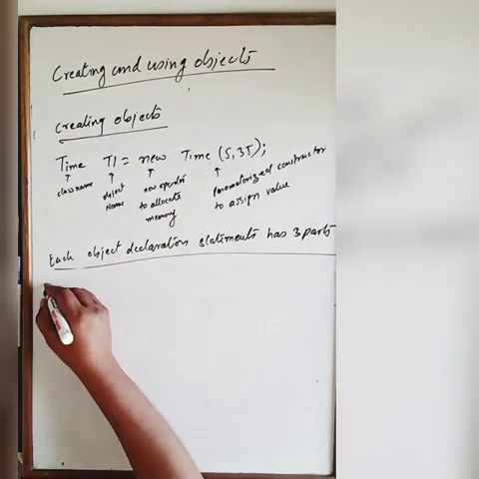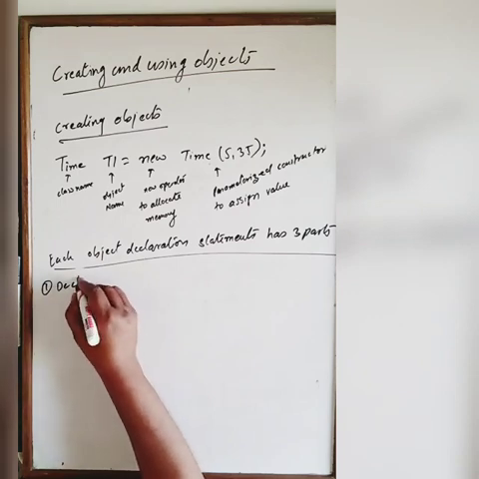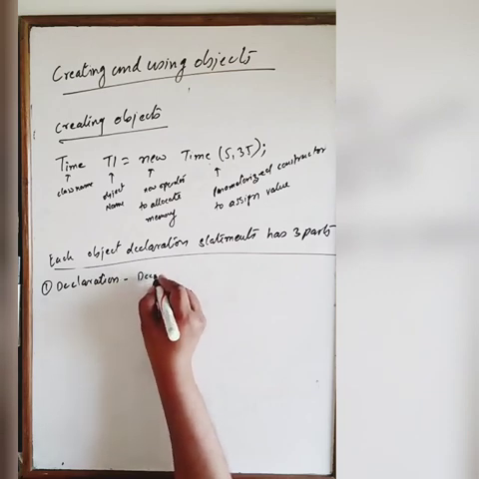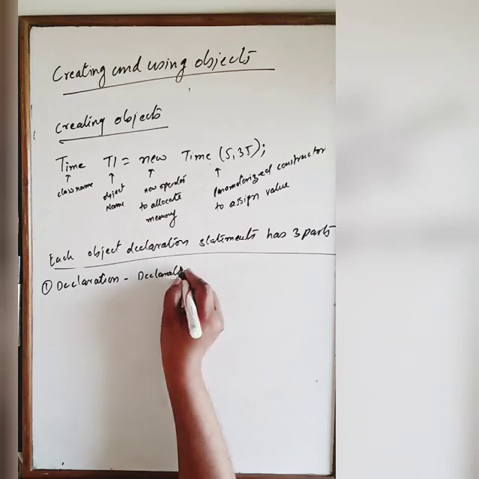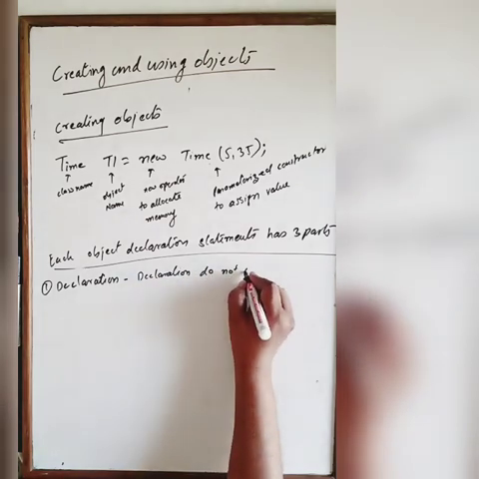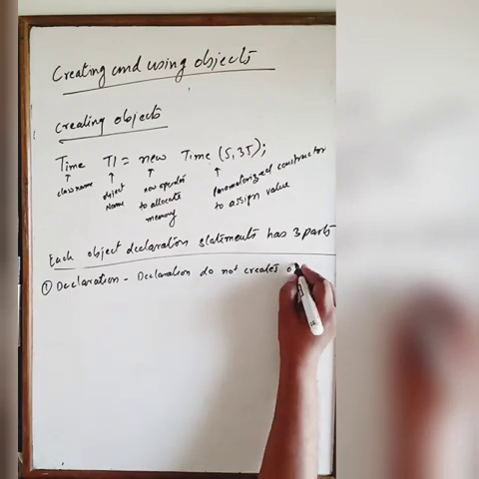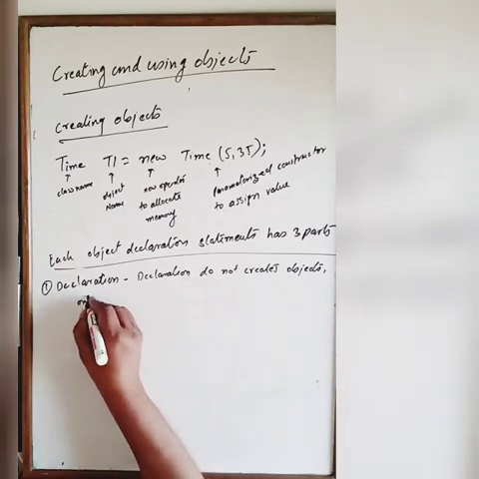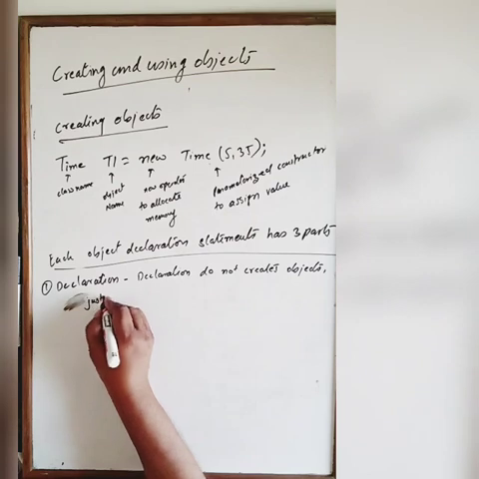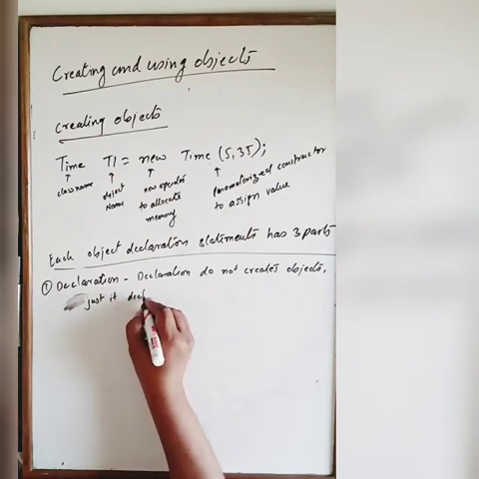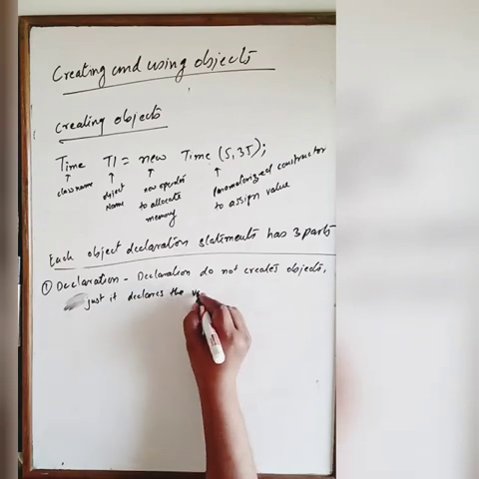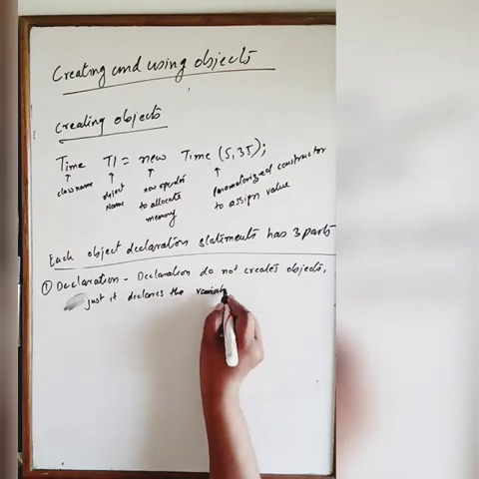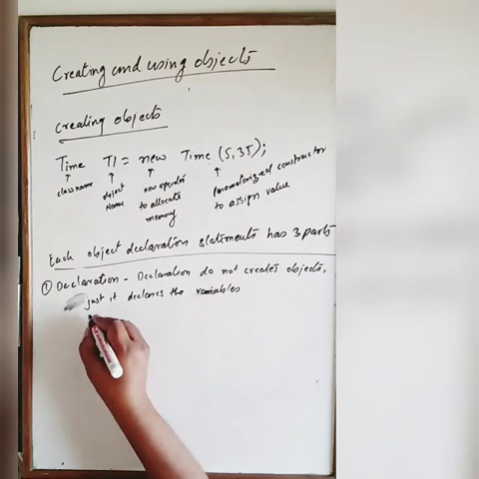Now the first part is declaration. Declaration does not create objects, it just declares the variable only. Okay, for example, Time t1.